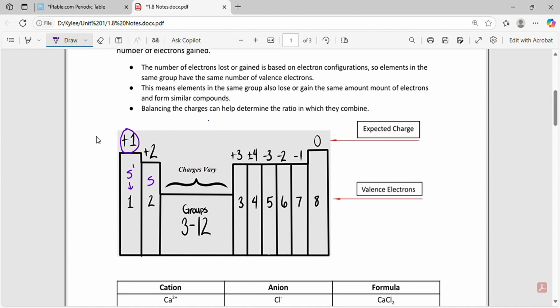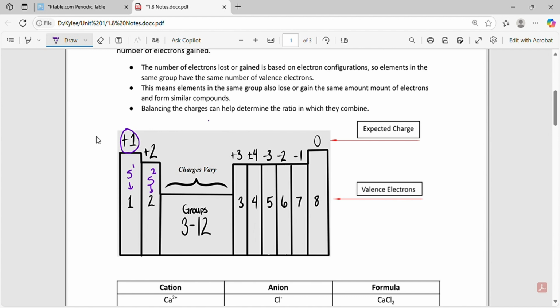Similarly, group 2, they all end in S2. So if they all end in S2, they would have to gain 6 in order to get an octet. Well, it's easier to just lose those 2 valence electrons. And so that's why we see the +2 charge written above group 2.